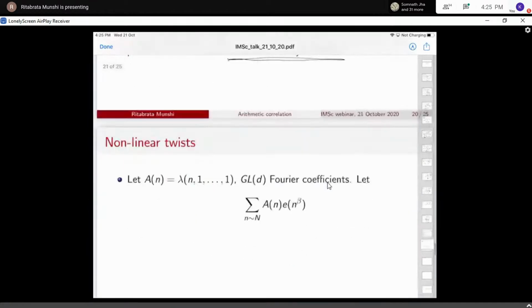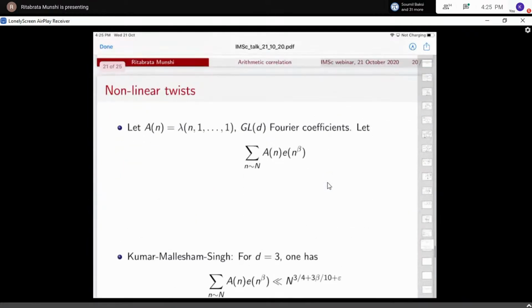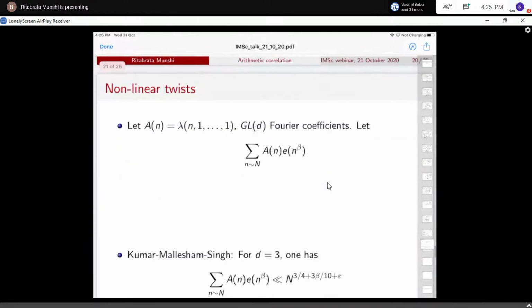Okay. So the last thing I want to mention is this thing about nonlinear twist. I really don't have much time. So this is the problem. It's quite interesting. So you have Fourier coefficients. So you have a GLd form. So if you don't like GLd, you can take d to be 2. So it will be a modular form. Then you can ignore these ones over here. So that is lambda n.